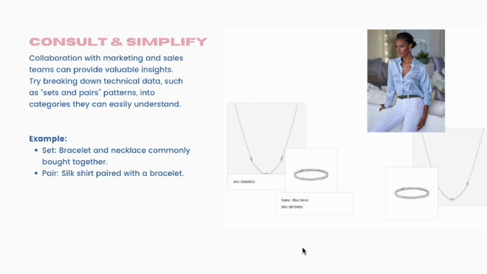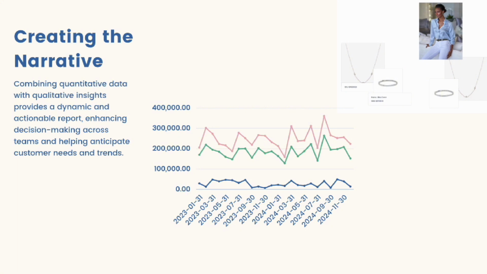So breaking the data up into having different attributes, and also having sets and pairs help, and then also pulling information from other departments makes a nice, clean story narrative, so they can then make a decision about what they want to do next season or next year or the next step in their product or service. So that's pretty much it. Always combining the qualitative and quantitative insights provides a dynamic and actionable report. It enhances decision making across teams and helps anticipate customers' needs and trends.